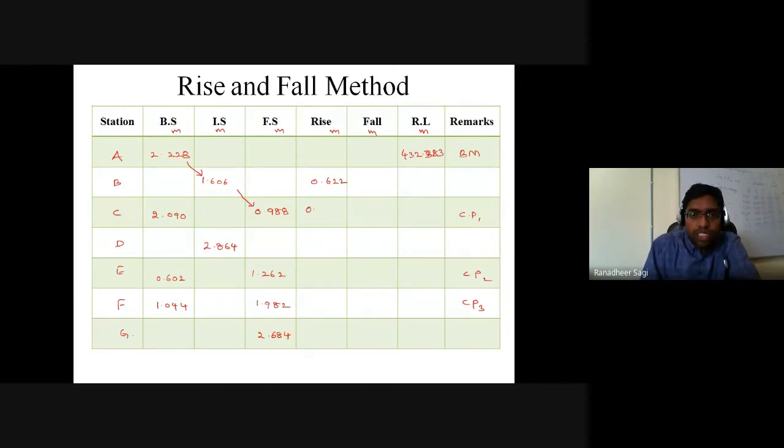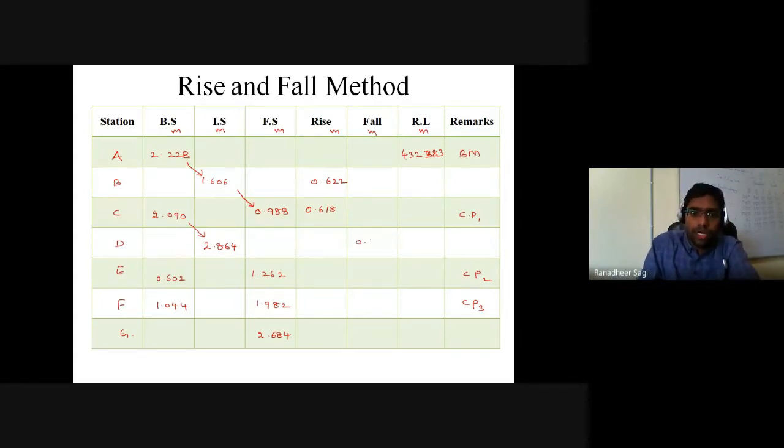That is 0.618, which is again positive, so I am writing it under rise. Next, there is a change point 1. Once again, we will calculate the difference between the backside reading and the next intermediate side reading. So 2.090 minus 2.864. As it is minus, I am going to list it under fall. I will not specifically write it as minus here, because fall itself indicates it is negative.